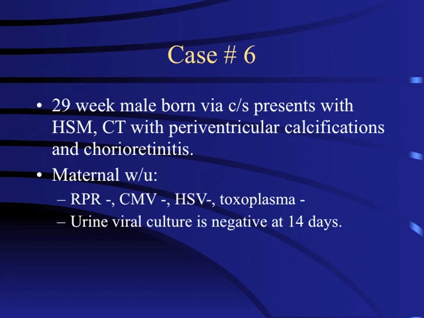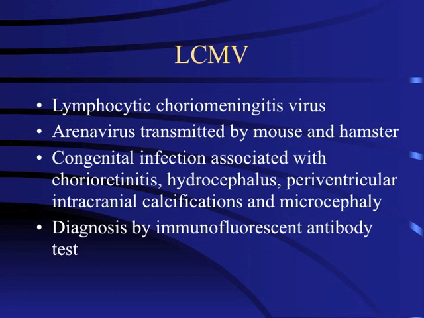The next case was a baby born prematurely by C-section that had hepatosplenomegaly, a CAT scan with periventricular calcifications, and chorioretinitis. We thought it was a typical case of CMV, but all the CMV testing was negative, and the baby actually ended up having LCMV infection, this lymphocytic choriomeningitis virus. I've only seen one case. It's been described. It's an arenavirus transmitted by rodents, especially mice and hamsters.